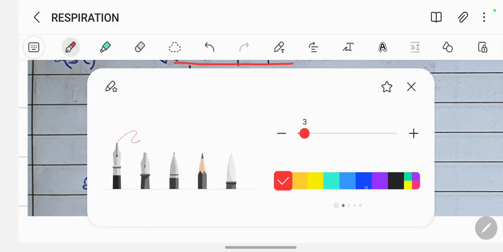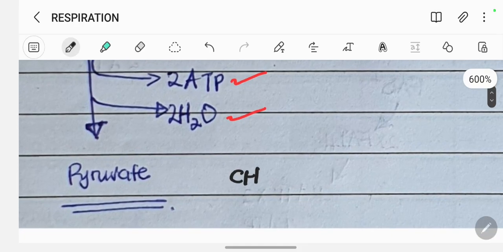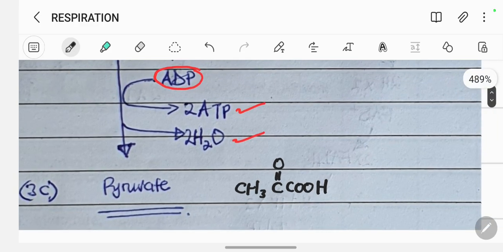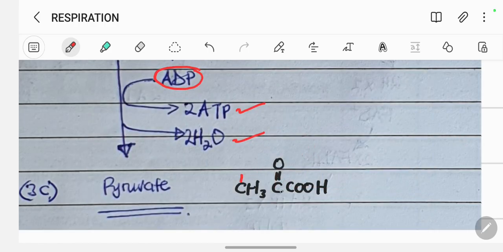And when you look at the structure of pyruvate, which is CH3, COOH, pyruvic acid or pyruvate, it has 3 carbon atoms. It has carbon atom 1, carbon atom 2, carbon atom 3. There is no phosphate. It has no phosphate group.